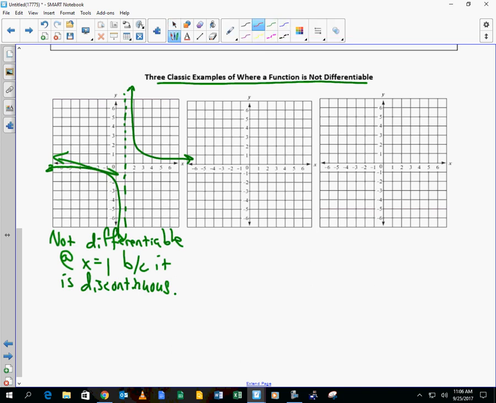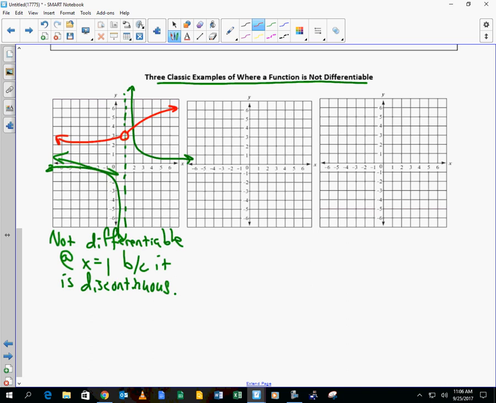I'll draw another example of a function that's not differentiable at 1 because it's discontinuous. So while the limit exists, you can't take the derivative at a point if the point does not exist as part of the domain of the function.